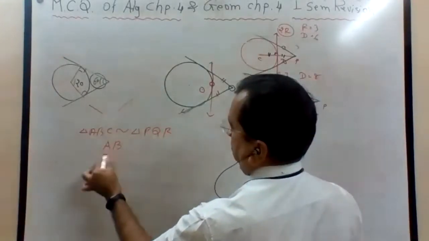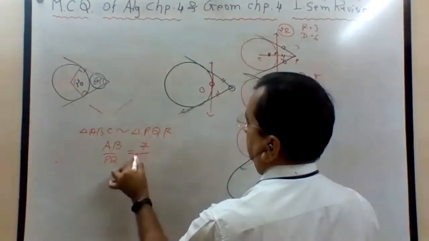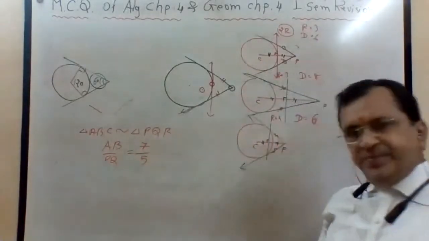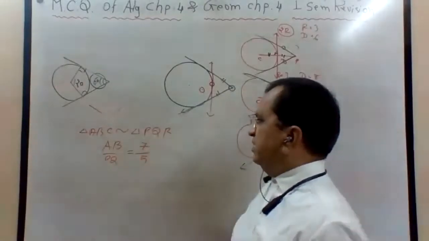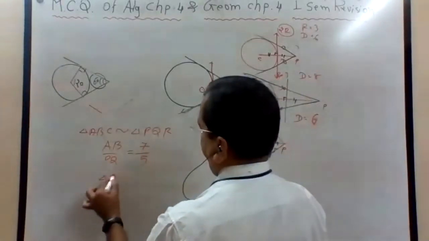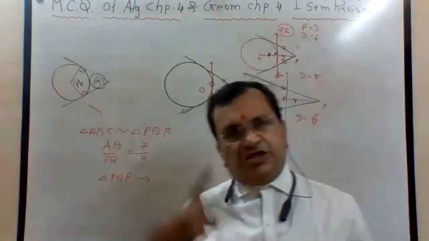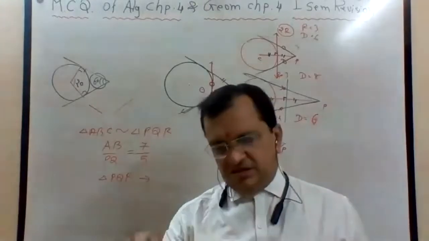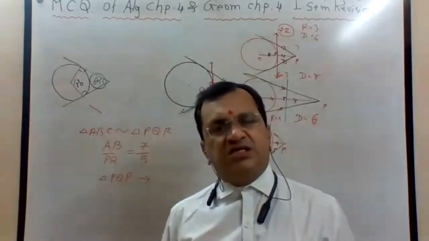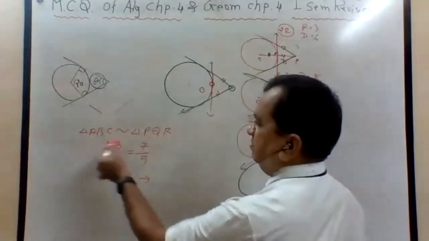PQR. So AB by PQ is equal to 7 by 5. This much is given, and the question is what? That triangle PQR will be exactly equal to ABC, larger than ABC, or diminished of ABC.